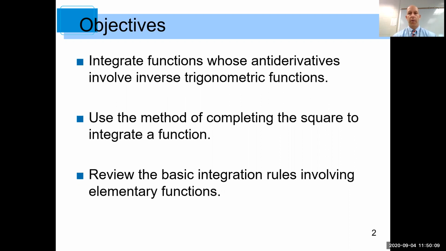We're going to look at an example of where we're going to use something called completing the square to integrate a function. And finally, I just want to review the basic integration rules of all of the elementary functions for calculus.